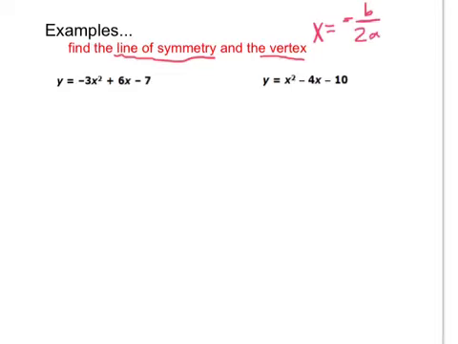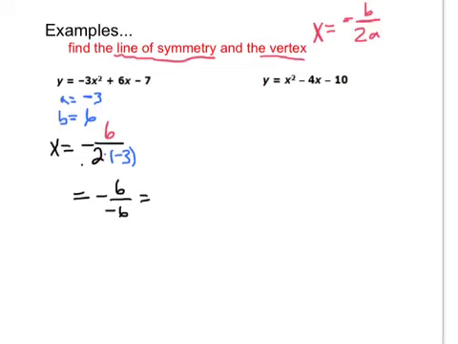So really all we have to do is find a, find b. So a here is -3, b is 6. So we use our equation, x equals the negative of b, which is 6, over 2 times a, which is -3. And so in this case we get -6 over -6. A negative and a negative gives us a positive, so we get 1. So in this equation x equals 1.